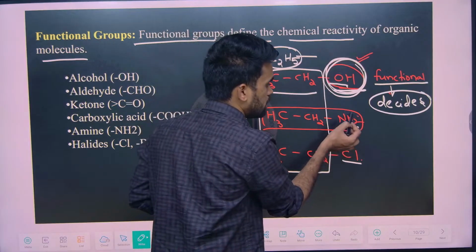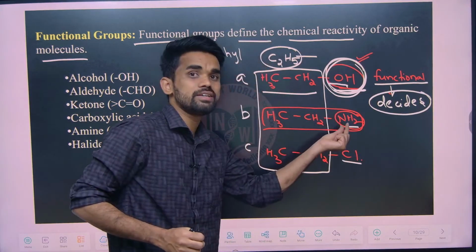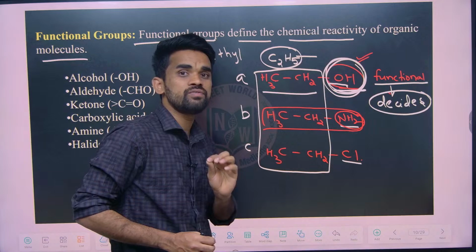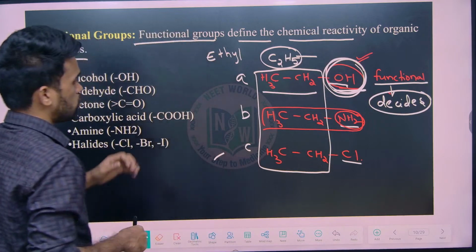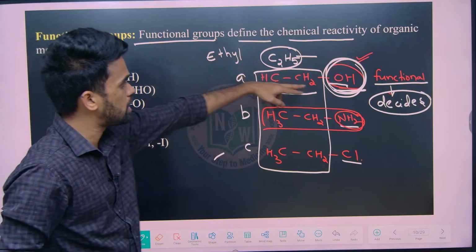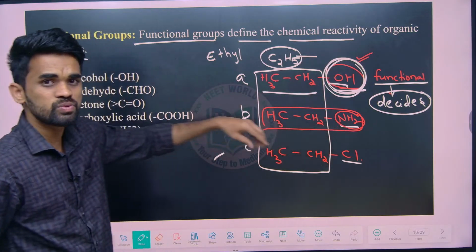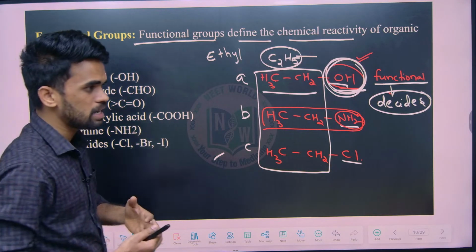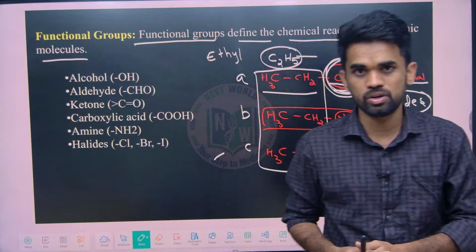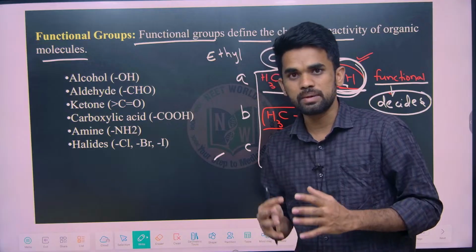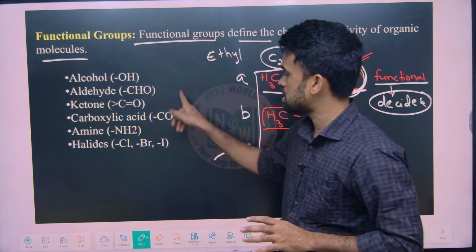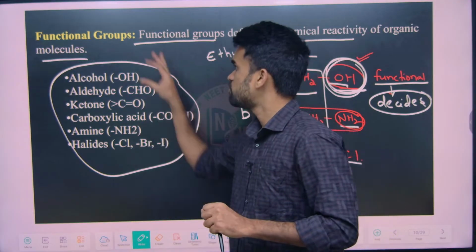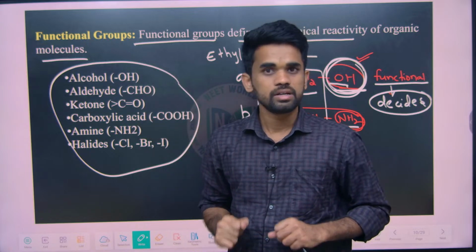Now this ethyl amine group is there. That amine group, NH2, decides what type of character this compound should show. That is the importance of the functional group. Remember, we have different functional groups like this. One is alcohol, another is amine. Like this we have aldehydes, ketones, carboxylic acids, and halides. These kinds of functional groups are very important. In order to understand the chemistry and chemical reactions of organic compounds, you must be aware of these functional groups first. There are other functional groups I will show you, but for basic understanding you can write these.